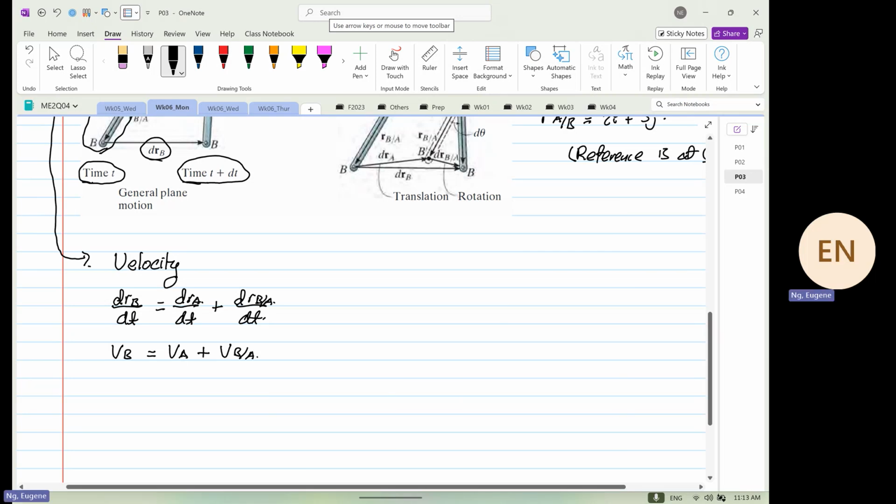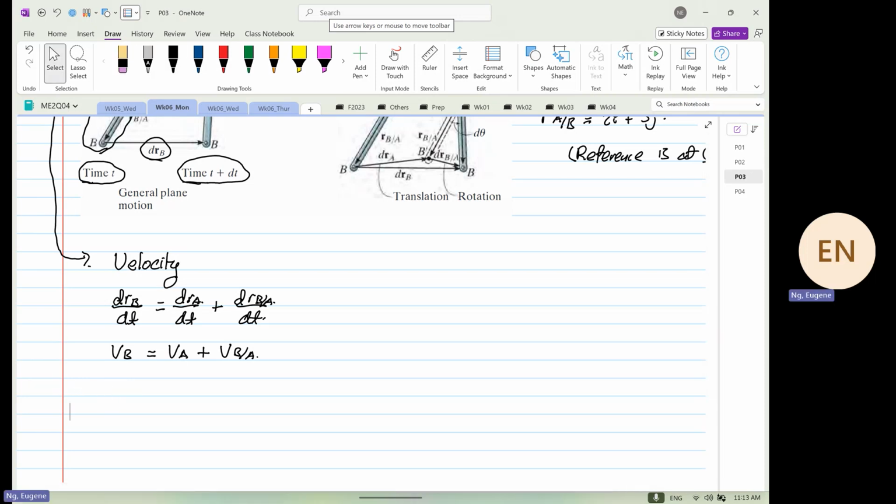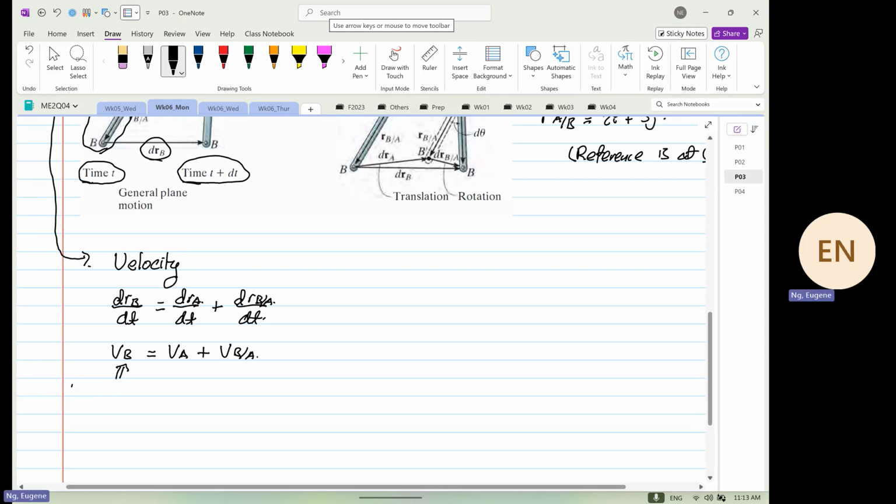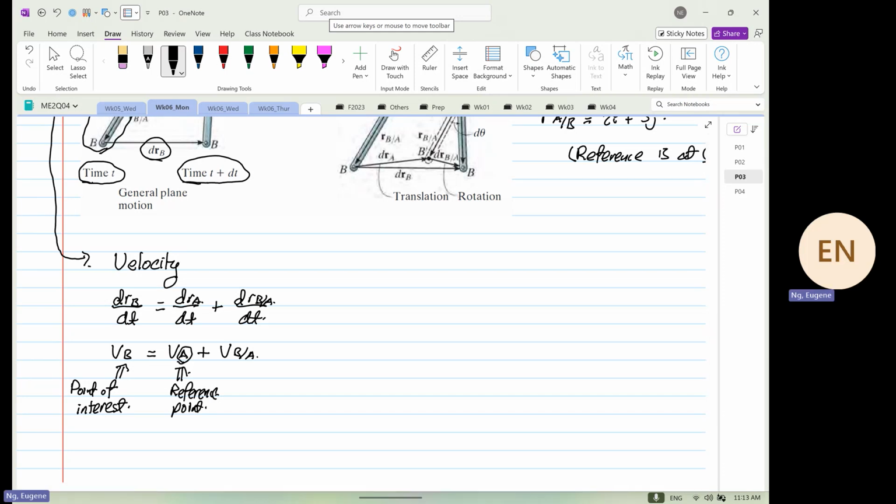Okay. So this over here, sorry, B over here is your point of what? Whereas A is your reference point. Okay. So you'll always be at this form where VB is equal to VA plus VB over A.